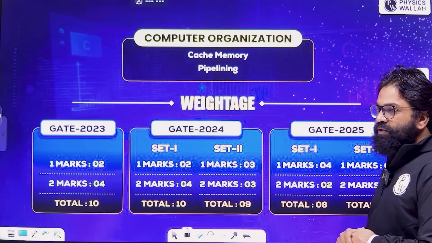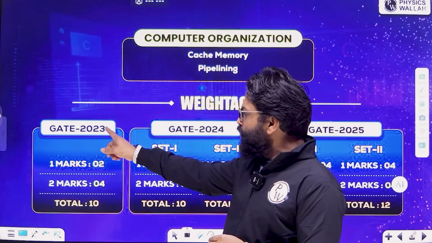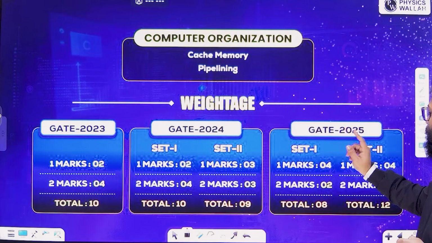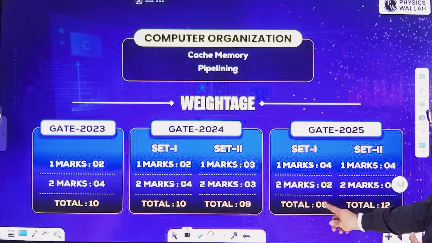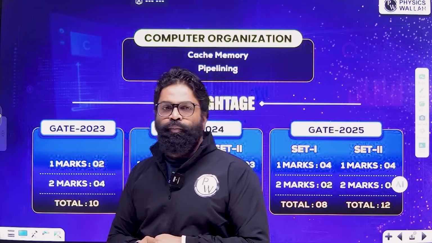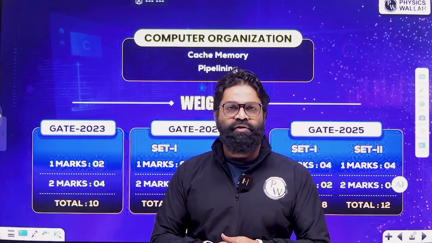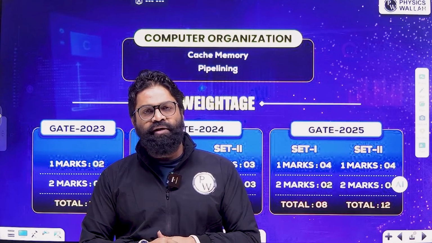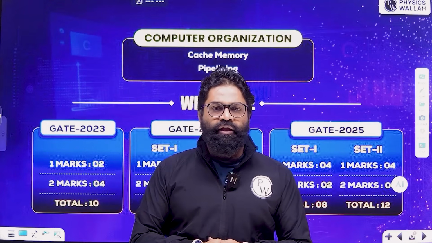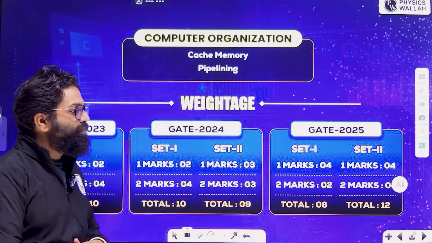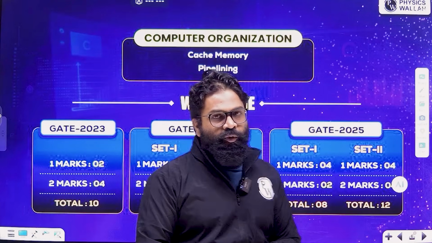Computer organization, yes, this is also one of the important topics. In 23 it was 10 marks; 24, 10 marks and 9 marks; 25 set 1, 8 marks, set 2, 12 marks. So on an average, if I talk about computer organization, or COA, 9 to 10 marks they are asking from COA. And the most important topics with respect to COA are cache memory and then pipelining. These two are the most important.